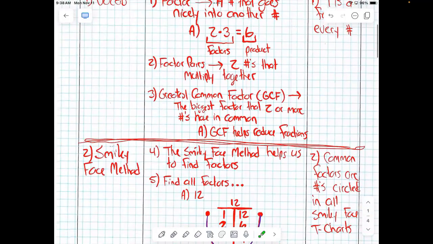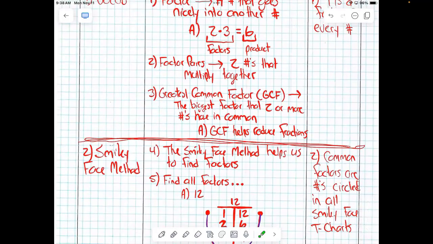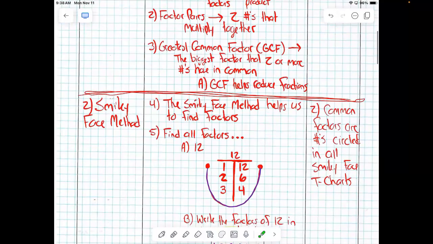Greatest common factor would be the biggest number that goes into 2 or more numbers. The biggest factor that goes into 2 or more numbers, right? What's the abbreviation for greatest common factor? GCF. Okay, I need you with me too. All right, so GCF would be our abbreviation.